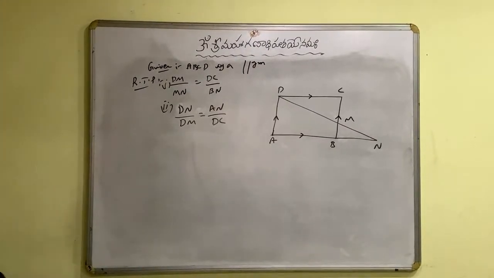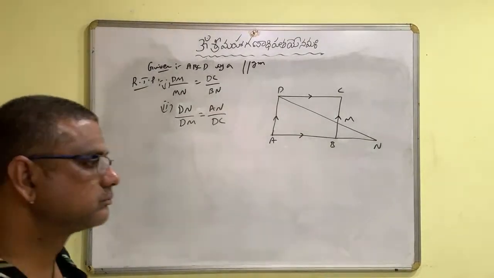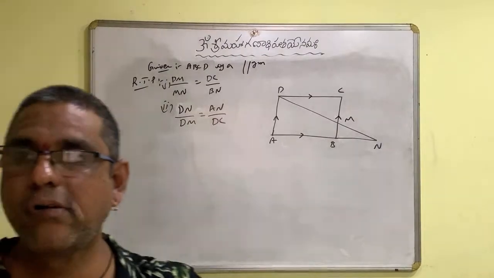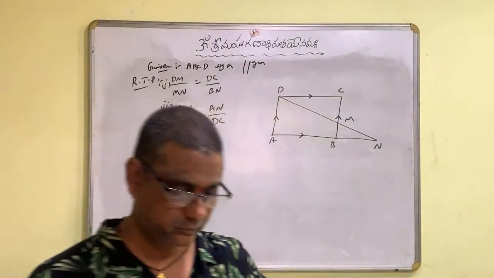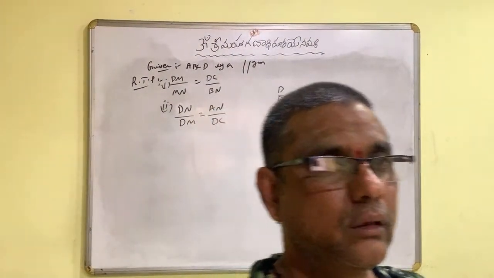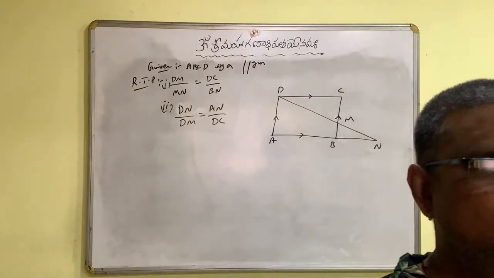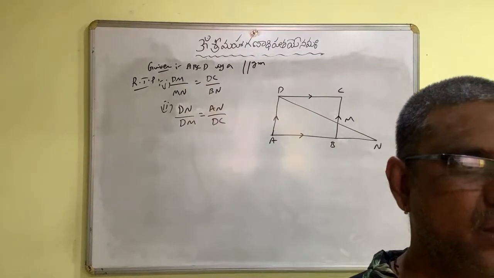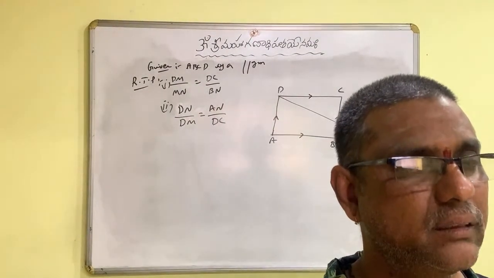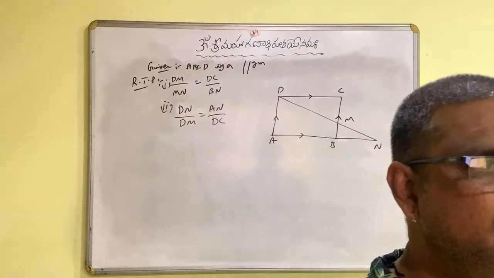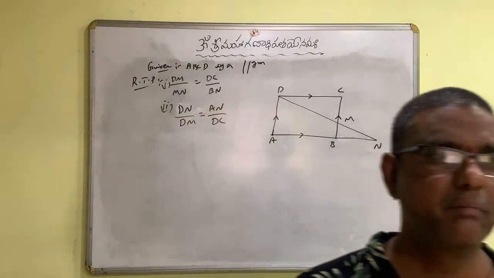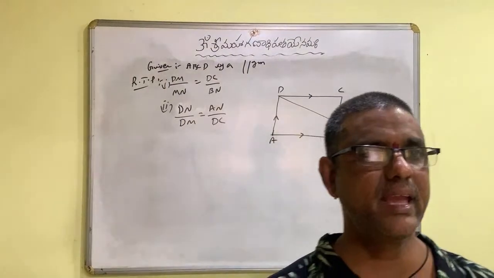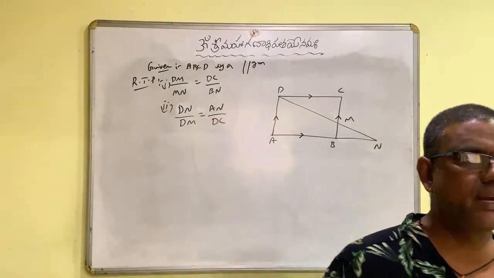Children, there is a problem on the board. Kindly observe. Given ABCD is a parallelogram, and we have to prove that DM by MN is equal to DC by BN. And second one, DN by DM is equal to AN by DC.